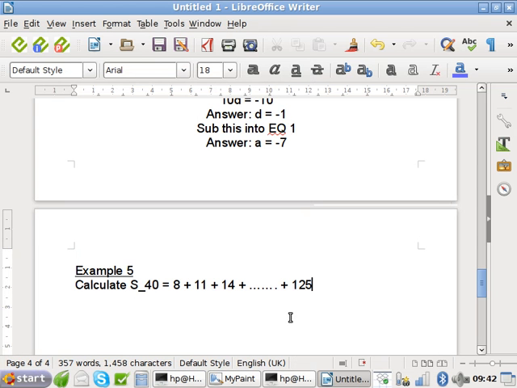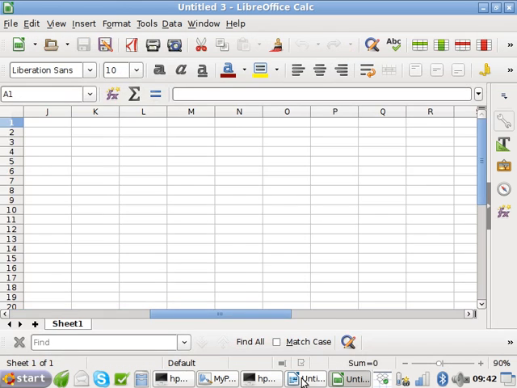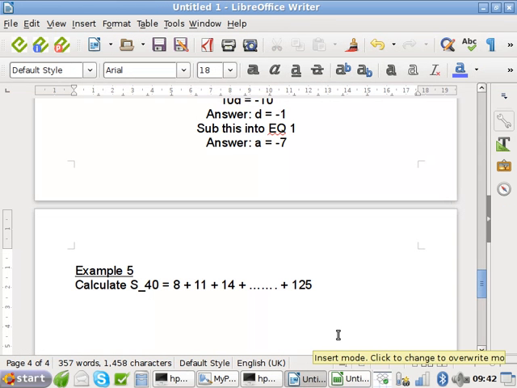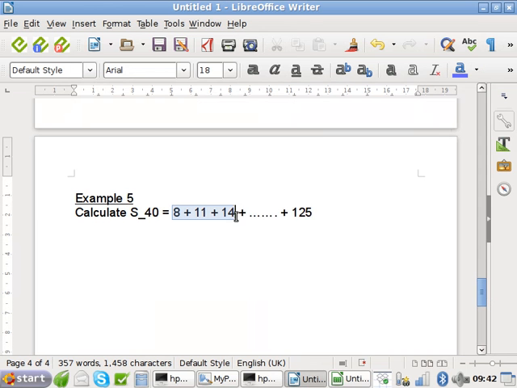So if we want to use the formula, we need to know the A, the D, and the N. If you look at this sequence, you can see what the A is. What's the A? 8. No problem. What's the D? 3. No problem. And the N? 40. So let's use our formula.